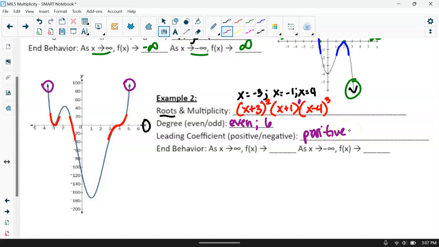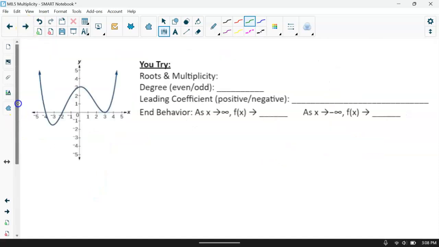And let's do end behavior. As x approaches infinity, so as we're going to the right, to positive infinity, what is our end approaching? F of x, positive infinity. So then here on the left, as x's are approaching negative infinity, right? As we're going to the left, what is our f of x approaching? Positive infinity as well. And if you want to put a positive, go for it. So now try this one on your own.